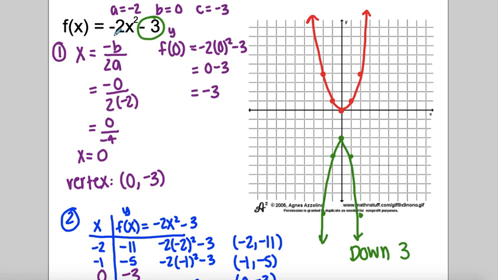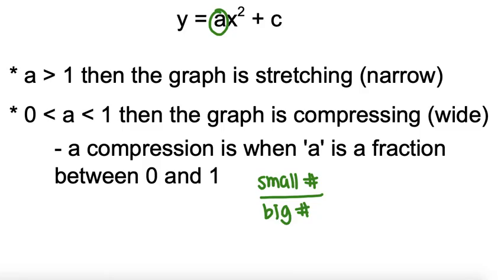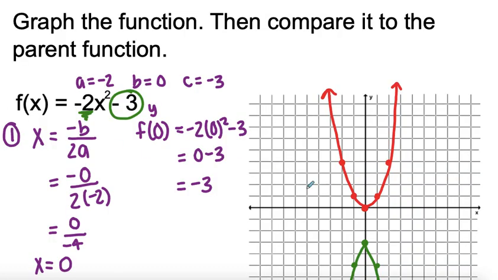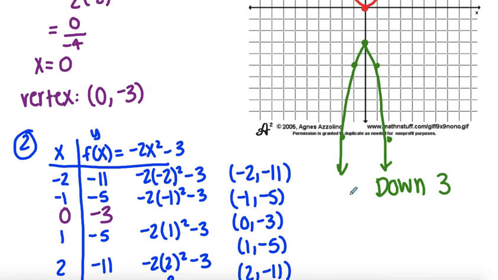And then from my negative 2 here, or just from the 2, that tells me whether I stretched or compressed. And we see from our previous slide, when A is bigger than 1, then the graph is stretching. So I say this stretched by 2.